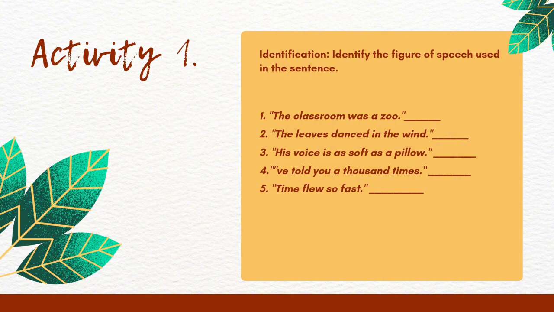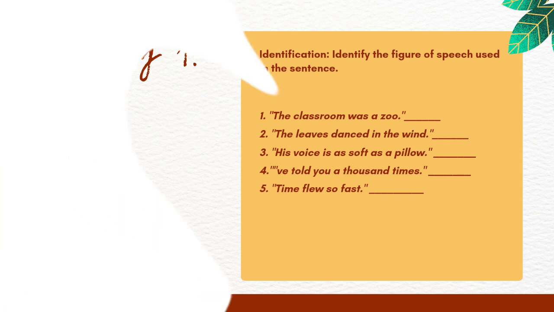Now let's proceed to our assessment activities. Activity 1. Identification. Identify the figure of speech used in the sentence. The classroom was a zoo. The leaves danced in the wind. His voice is as soft as a pillow. I've told you 1,000 times, and time flies so fast.